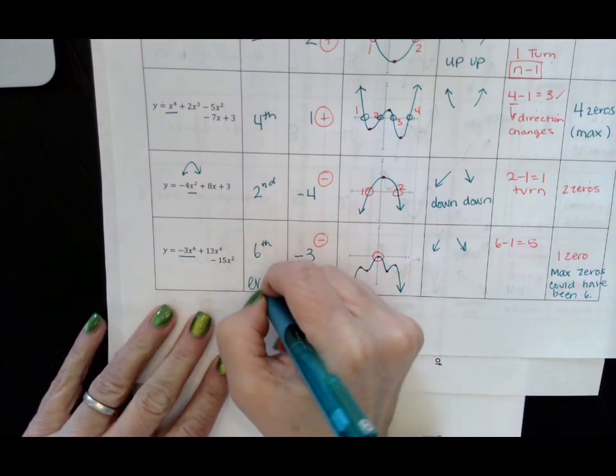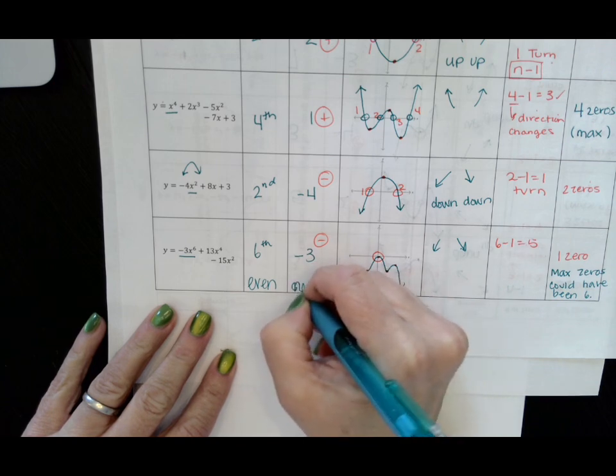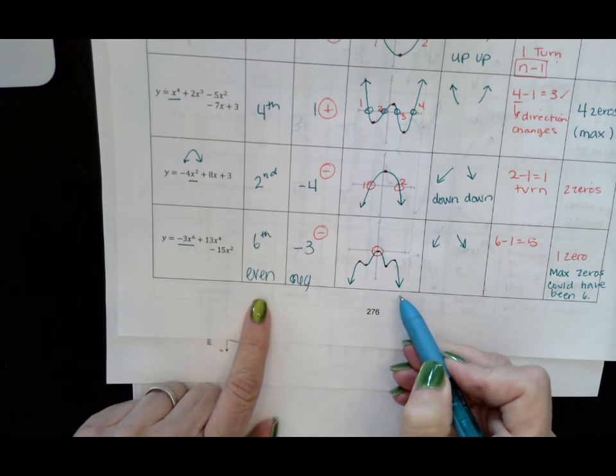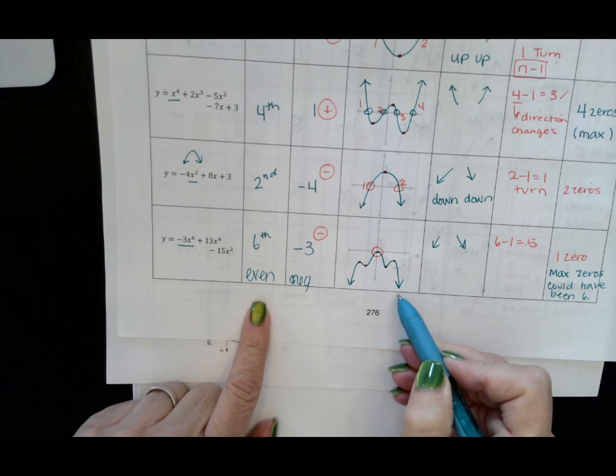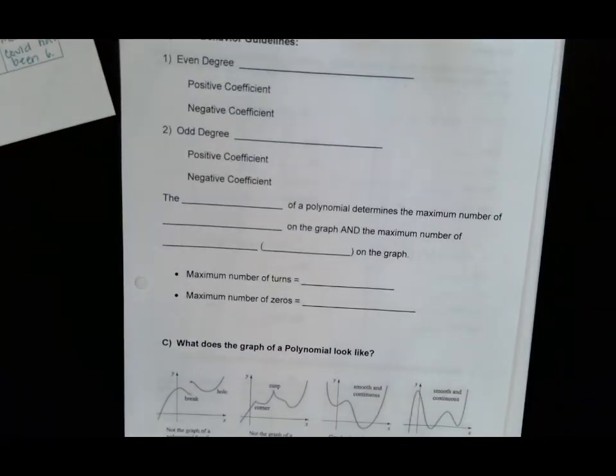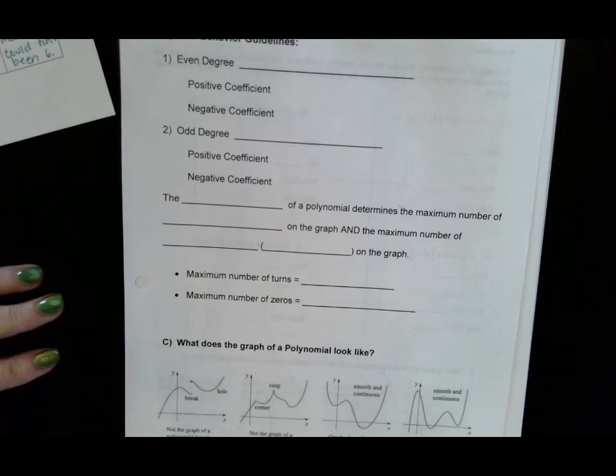So we're going to say this is even negative. So even negative is always going to be the same direction, down, down. All right, so let's summarize this in this table right here. All we're doing on this table is summarizing all of this.